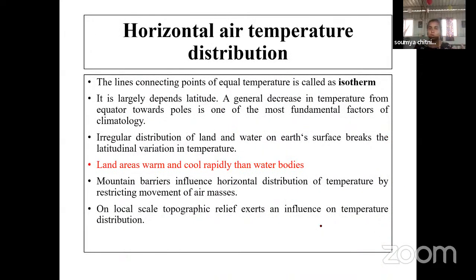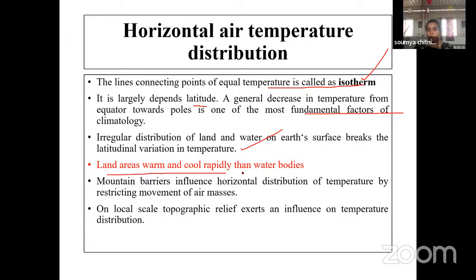Now comes the horizontal air temperature distribution. The lines connecting points of equal temperature horizontally, we call an isotherm, and it largely depends on the latitude. A general decrease in temperature from equator towards pole is one of the important factors for climatology, which we already know. The irregular distribution of land and water on Earth's surface breaks the latitudinal variation in temperature.